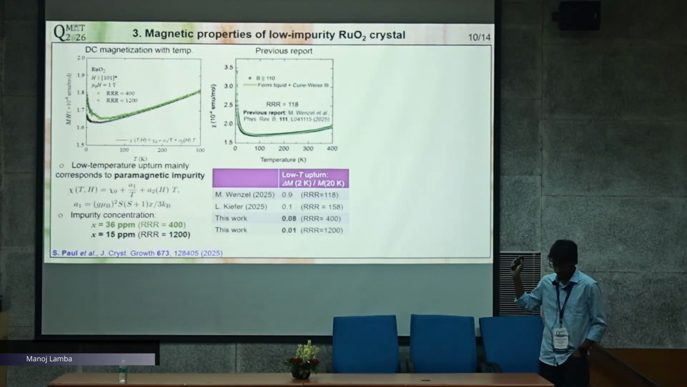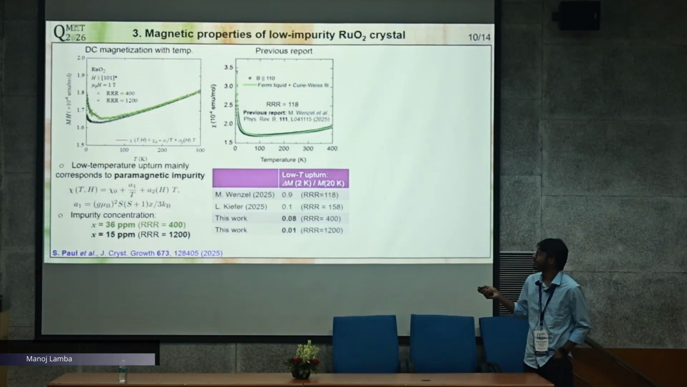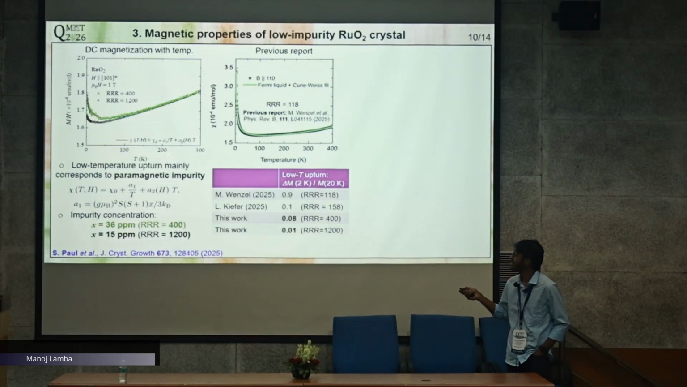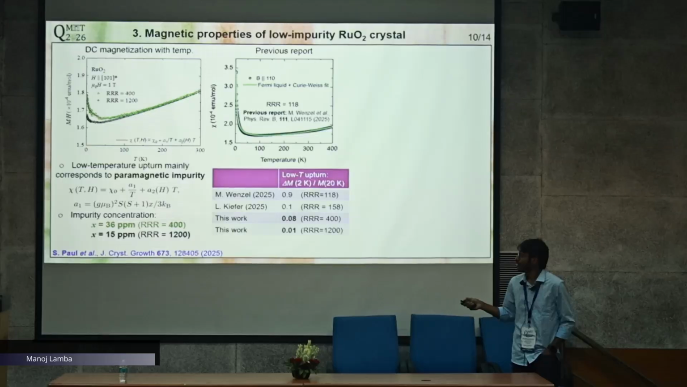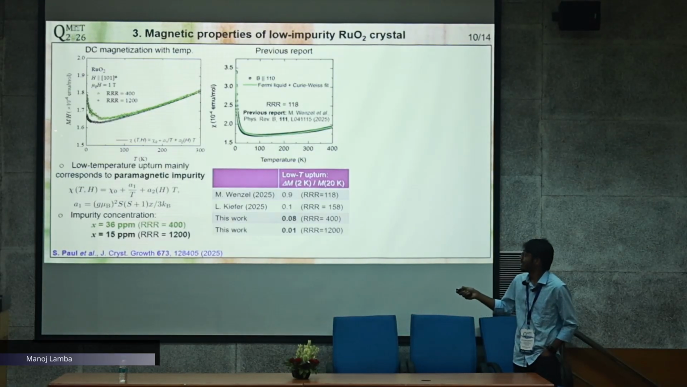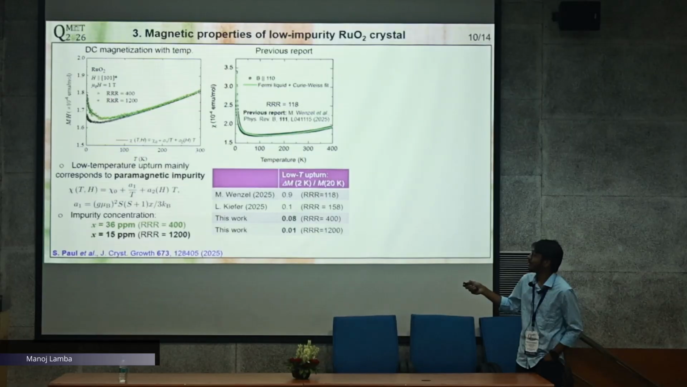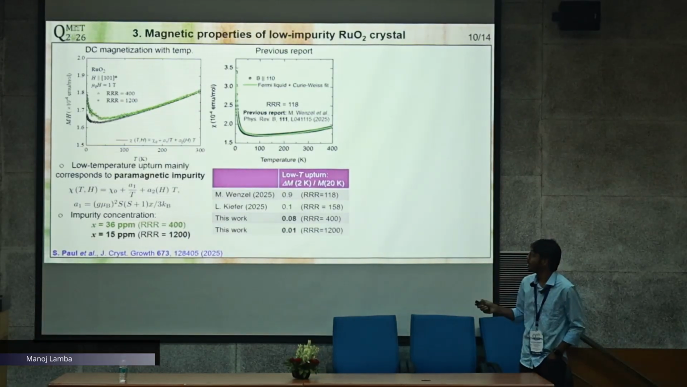Now such crystals show characteristic susceptibility behavior. This is the M over H versus T for this RuO2 crystal, RRR 400 and 1200. With decreasing temperature the susceptibility decreases, and at low temperature there is a significant upturn. This low temperature upturn corresponds to paramagnetic impurity. One interesting thing is that with higher quality crystals, this low temperature upturn is significantly smaller.